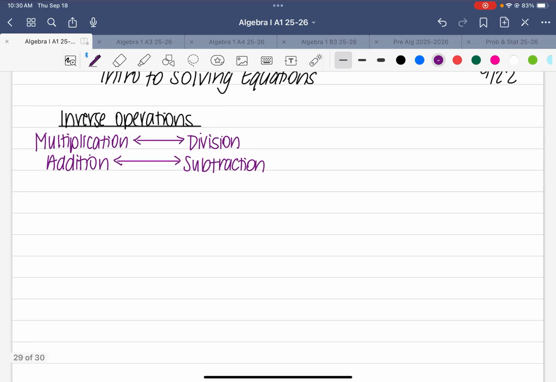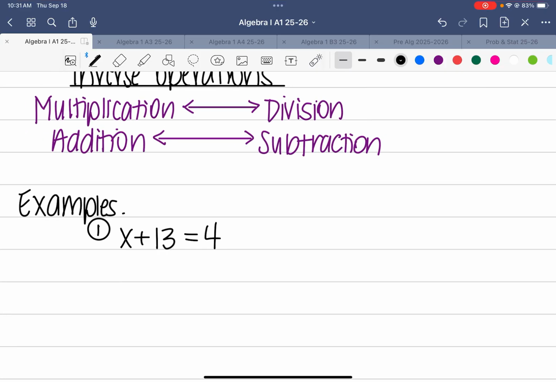So we're going to do something real quick. We're going to solve one-step equations just to discuss inverse operations. You're really not going to see too much of this from me. Most of our stuff is not going to be this simple, but it still just gets the idea across. So for example number 1, if I have x plus 13 equal to 4, in this problem, what am I doing with my x and my 13? I'm adding them. What undoes addition? Subtraction. So I'm going to subtract 13.